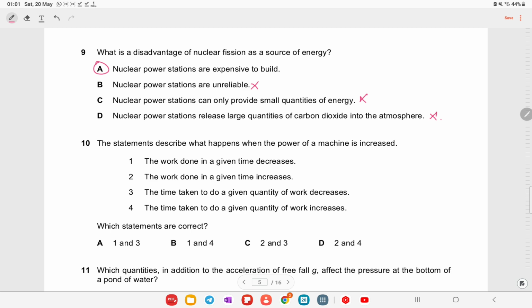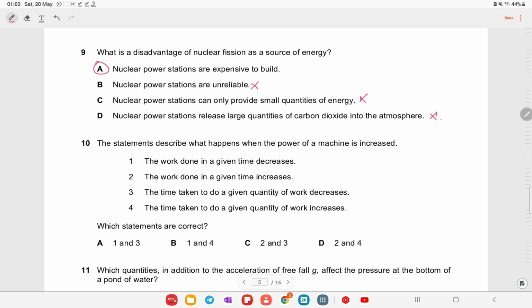The statement describes what happens when the power of a machine is increased. The work done in a given time decreases. The work done in a given time increases. The time taken to do a given quantity of work decreases. The time taken to do a given quantity of work increases. Which statements are correct?